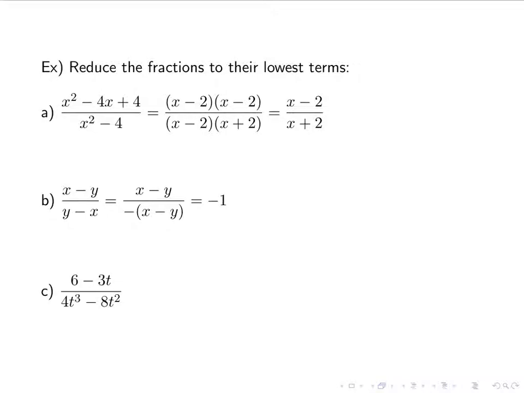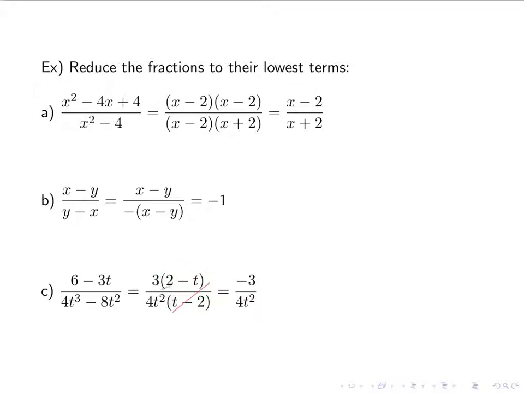So we have 6 minus 3t over 4t cubed minus 8t squared. The top has a GCF of 3 I can take out. The bottom has a GCF of 4t squared. So I factor them out. What I have on top is a 3 and a 2 minus t. On the bottom I have 4t squared times t minus 2. So again I have 2 minus t and t minus 2. They are off by a negative.